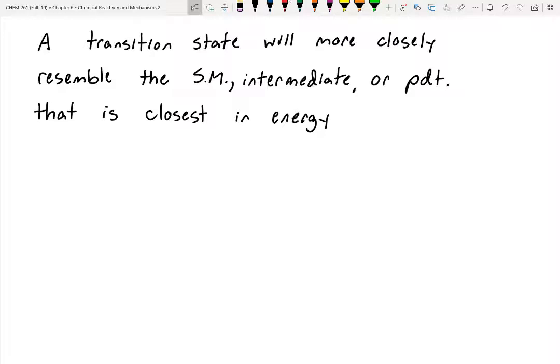Can you isolate an intermediate? Yeah, definitely. Can you isolate a product? Yeah. Can you isolate a starting material? Yeah. So you can isolate all 3 of these things, but you can't isolate the transition state. So we have to kind of imagine what a transition state looks like by using the Hammond postulate.